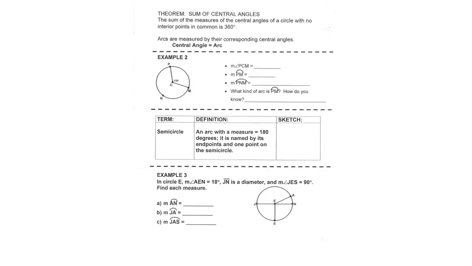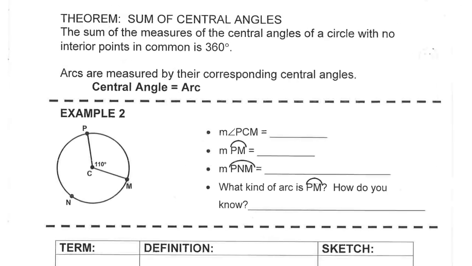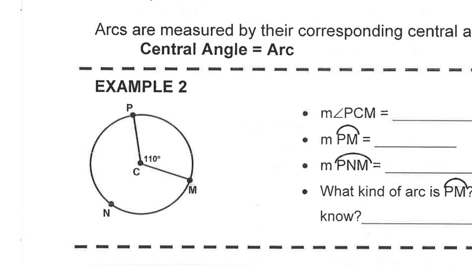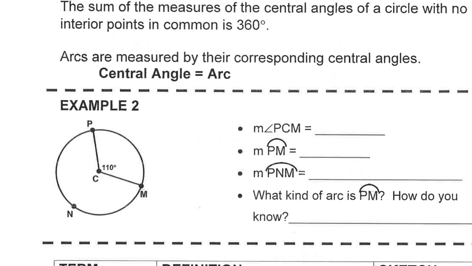We have a little theorem here, and it's a pretty easy one. It says the sum of the measures of the central angles of a circle with no interior points in common is 360 degrees. All that means is if I have these 2 angles right here in example 2, that plus that is always going to equal 360. Even if it's separated into more angles, the sum of all of them will always be 360.